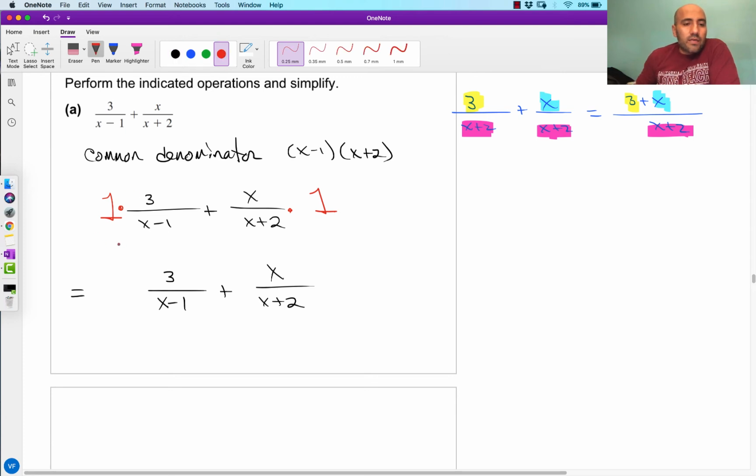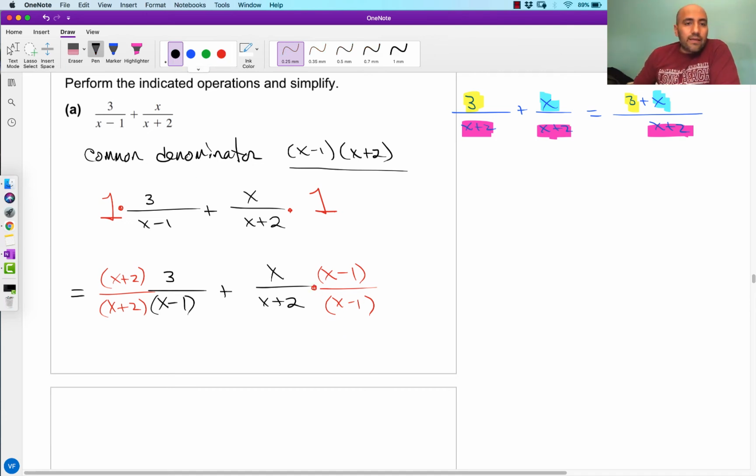Now here, the version of 1 I'm going to choose is x plus 2 over x plus 2. That's a new version of 1, right? And that results in a product in the denominator here that's equal to 1 copy of each, x plus 2 times x minus 1. That's going to be that common denominator. In the other case, I'm going to choose a new version of 1, which is x minus 1 divided by x minus 1. That's another version of 1. So I haven't changed the fraction again.